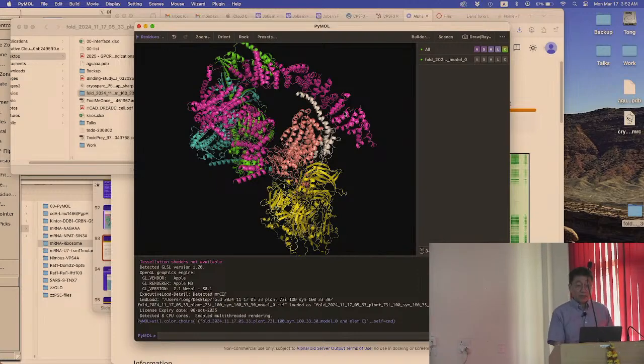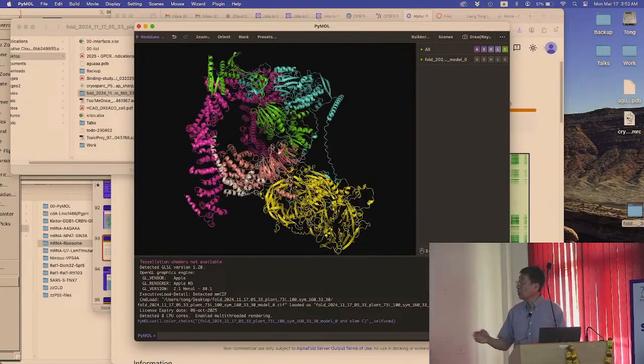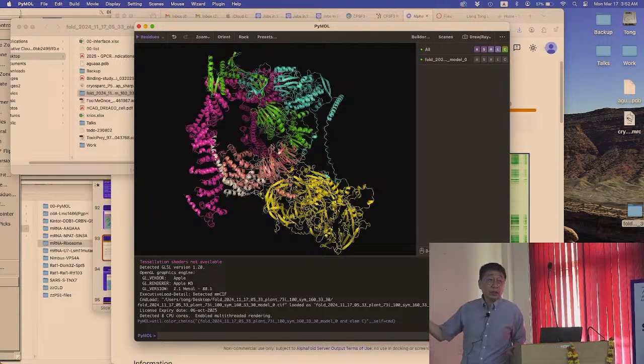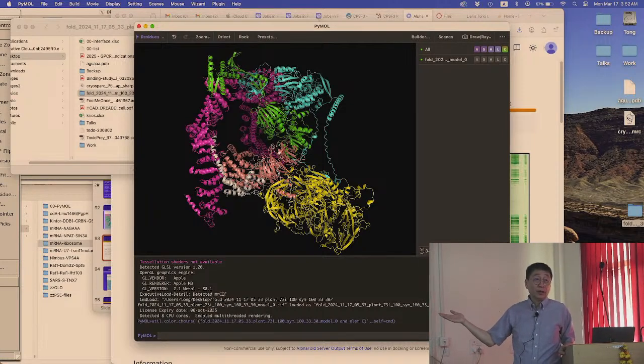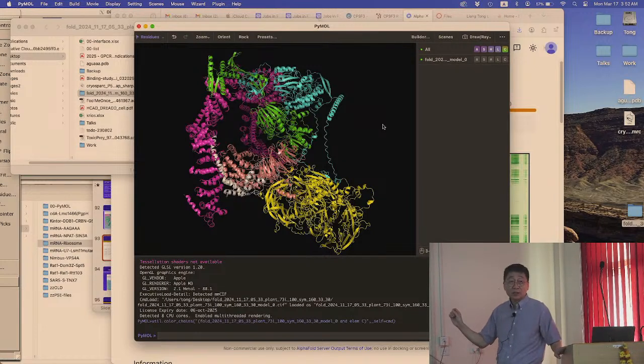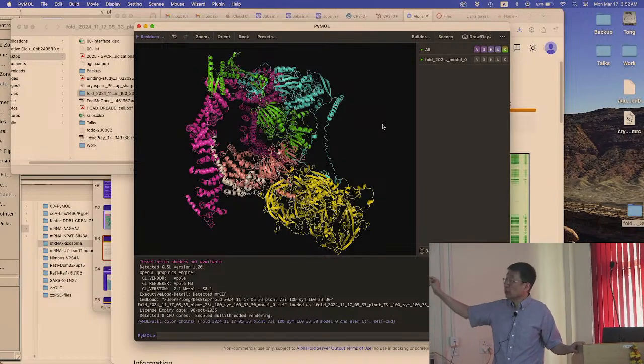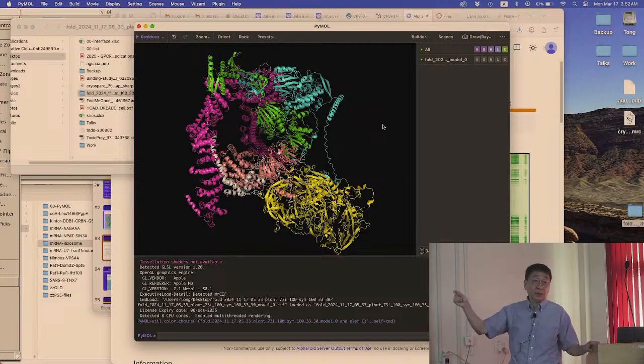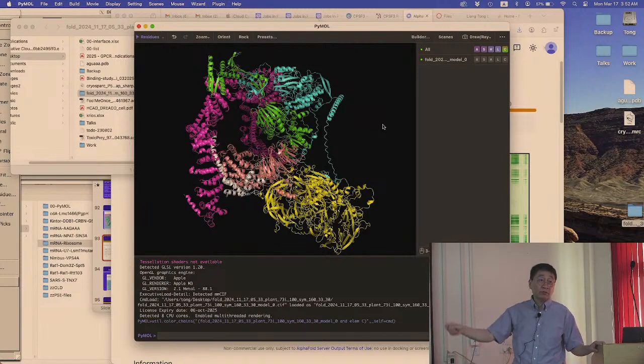But then this is everything that came from AlphaFold. As I showed you earlier, a lot of that is actually not believable. So for that, you can color. The confidence from AlphaFold is encoded in the temperature factor field of the PDB file. So you can color by temperature factor.